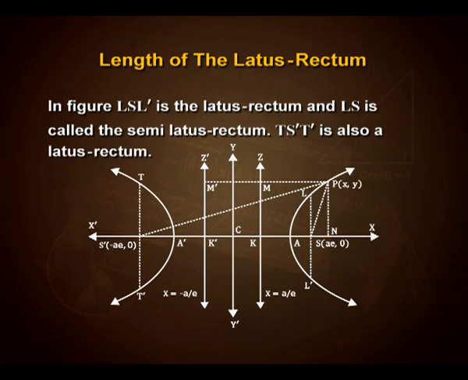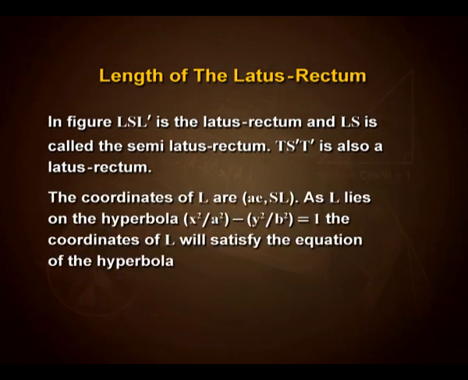Now, students, let us see how to calculate the length of the latus rectum. In the figure, L S L dash is the latus rectum and L S is called the semi latus rectum. T S dash T dash is also a latus rectum. The coordinates of L are a e, S L. As L lies on the hyperbola x square upon a square minus y square upon b square is equal to 1, the coordinates of L will satisfy the equation of the hyperbola.